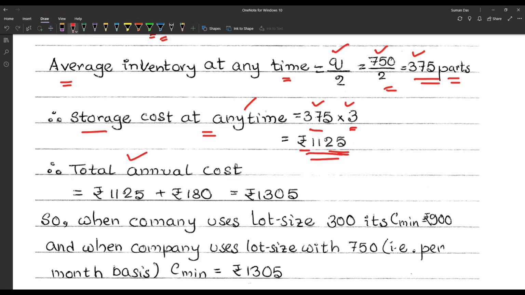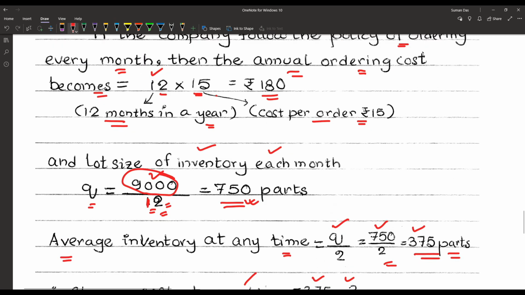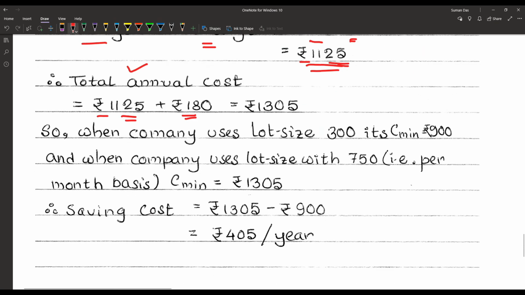So what is the total annual cost? That is rupees 1125 plus rupees 180. The rupees 180 is our annual ordering cost. So the total annual cost is rupees 1125 plus rupees 180, or rupees 1305. So when the company uses lot size 300, its C min is equal to rupees 900.